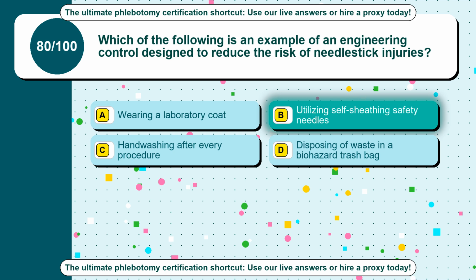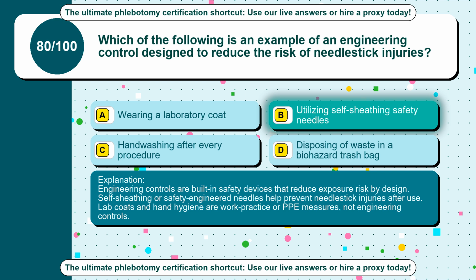The correct answer is option B, utilizing self-sheathing safety needles. Engineering controls are built-in safety devices that reduce exposure risk by design. Self-sheathing or safety-engineered needles help prevent needle stick injuries after use. Lab coats and hand hygiene are work practice or PPE measures, not engineering controls.